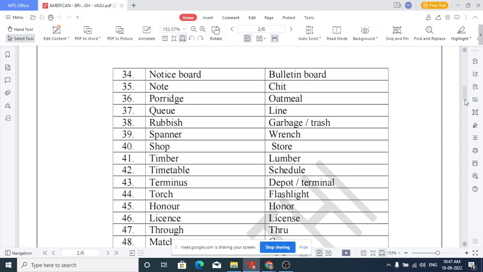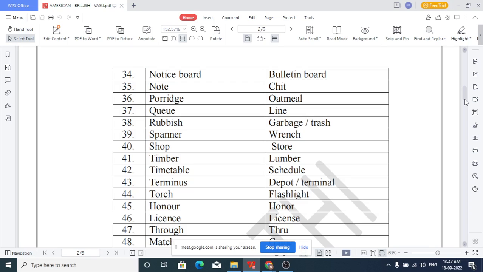Notice board, bulletin board. Very good. Note sheet, chit. Porridge, oatmeal. If you go to some star hotel, they ask whether you would like to have porridge. Porridge means oatmeal. Queue, line. Rubbish, garbage or trash. Spanner, wrench. Shop, store. Timber, lumber. Timetable, schedule.